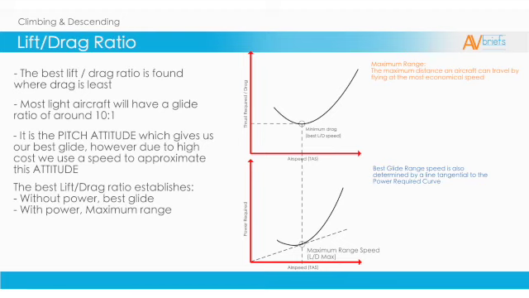So, the best lift-to-drag ratio establishes without power, the best glide speed. With power, it establishes the maximum range. And, maximum range is the distance an aircraft can travel by flying at the most economical speed.